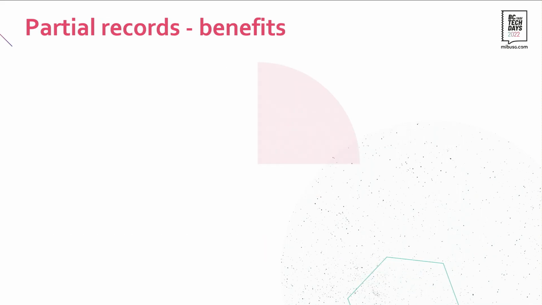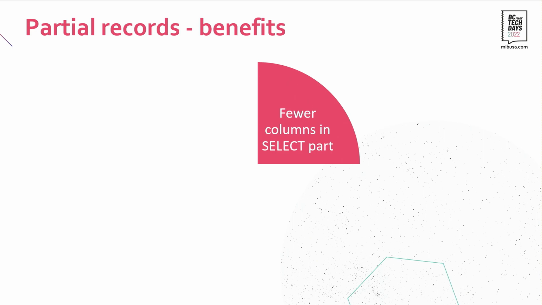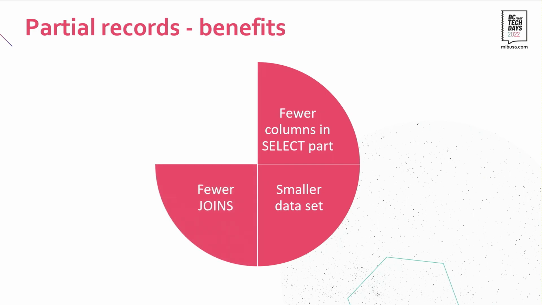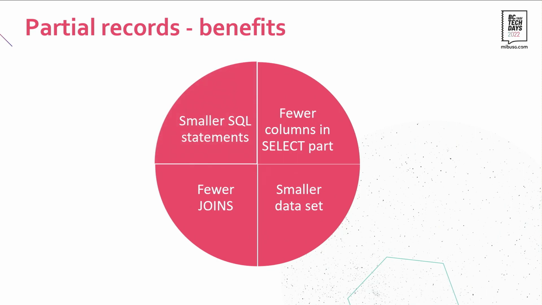We have a few benefits of partial records. I already mentioned some of them, but because there are fewer columns in the select part, there is a better chance of the SQL optimizer to pick an index. Also, less memory will be allocated by SQL Server to execute the query. Because of the smaller data set, we have faster data transfer between NST and SQL Server. And because of that, potentially less I/O on SQL Server to fetch non-cache data, because we are getting rid of joins, and less memory will be allocated. And one of the benefits is better utilization of execution plan cache in SQL Server.